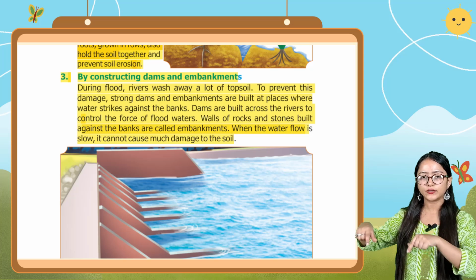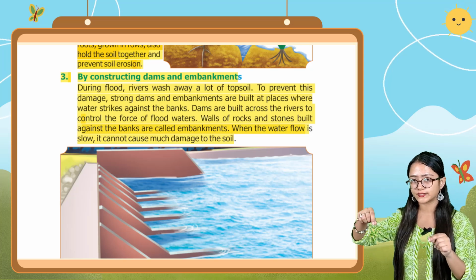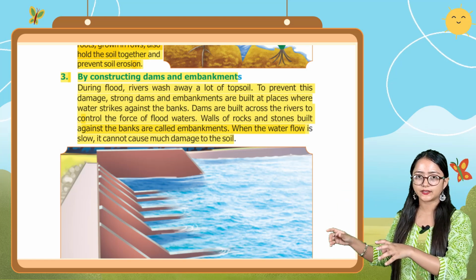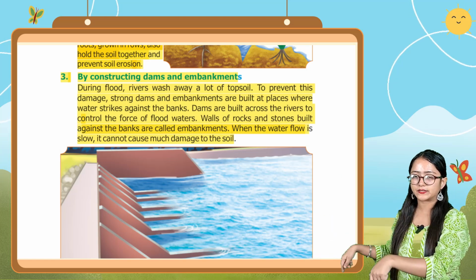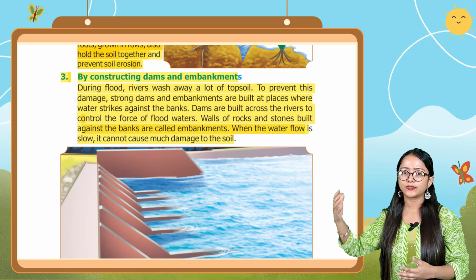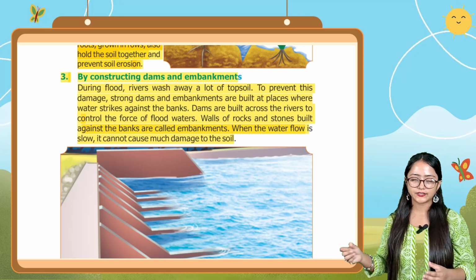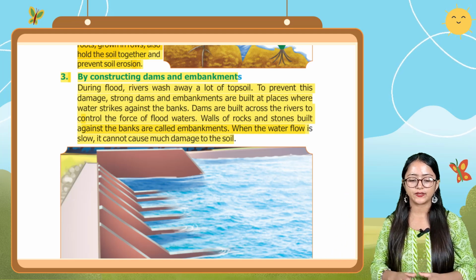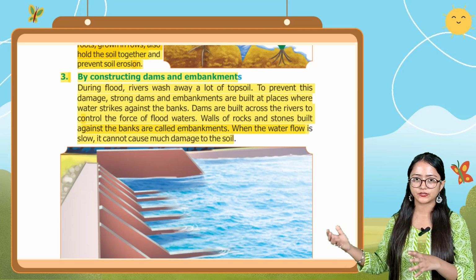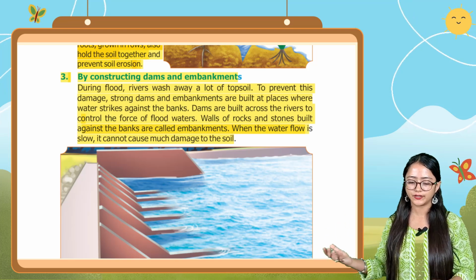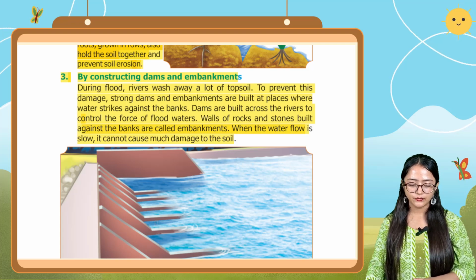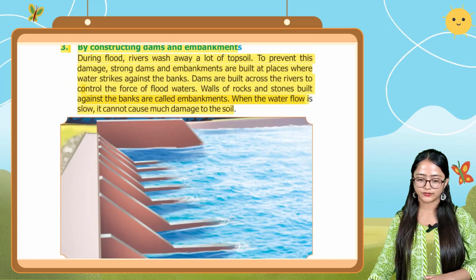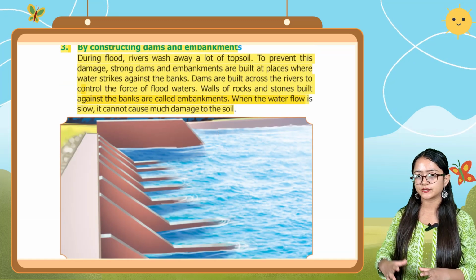Walls of rocks and stones built against the bank are called embankments. When the water flow is slow, it cannot cause much damage to the soil, and the soil cannot be easily eroded. Now here you can see in this image that these dams reduce soil erosion. You can see this dam which reduces the soil erosion.